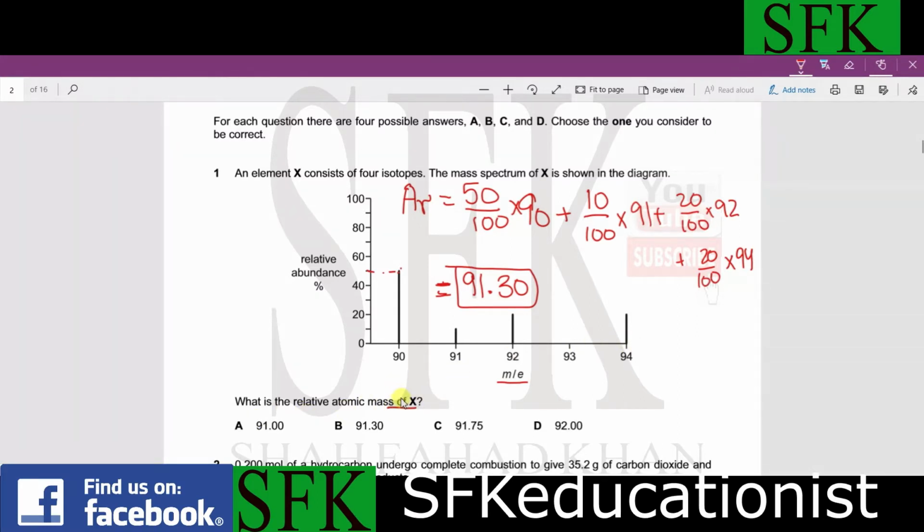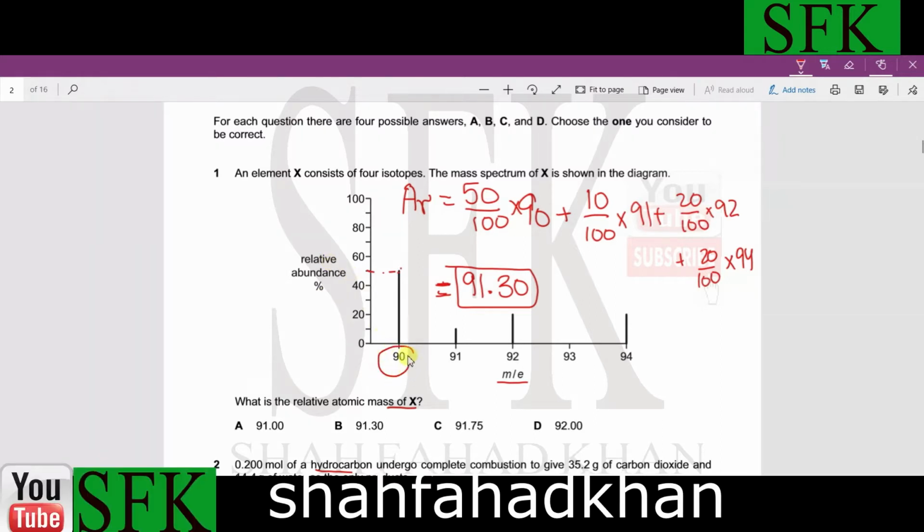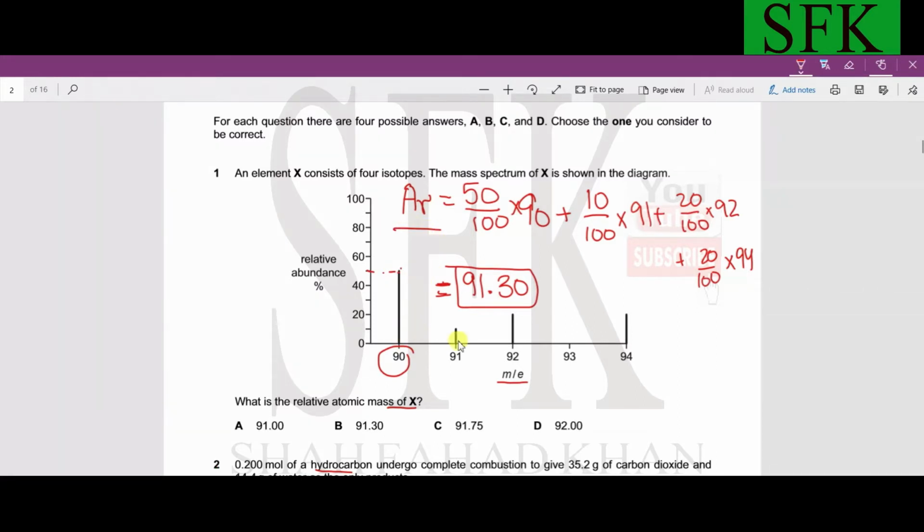How to calculate the relative atomic mass of X? Well, this is pretty easy. If we multiply the relative abundances by the m over e ratio and then add them up, we'll get the relative atomic mass. Each line over here represents an isotope. So now I've just multiplied.